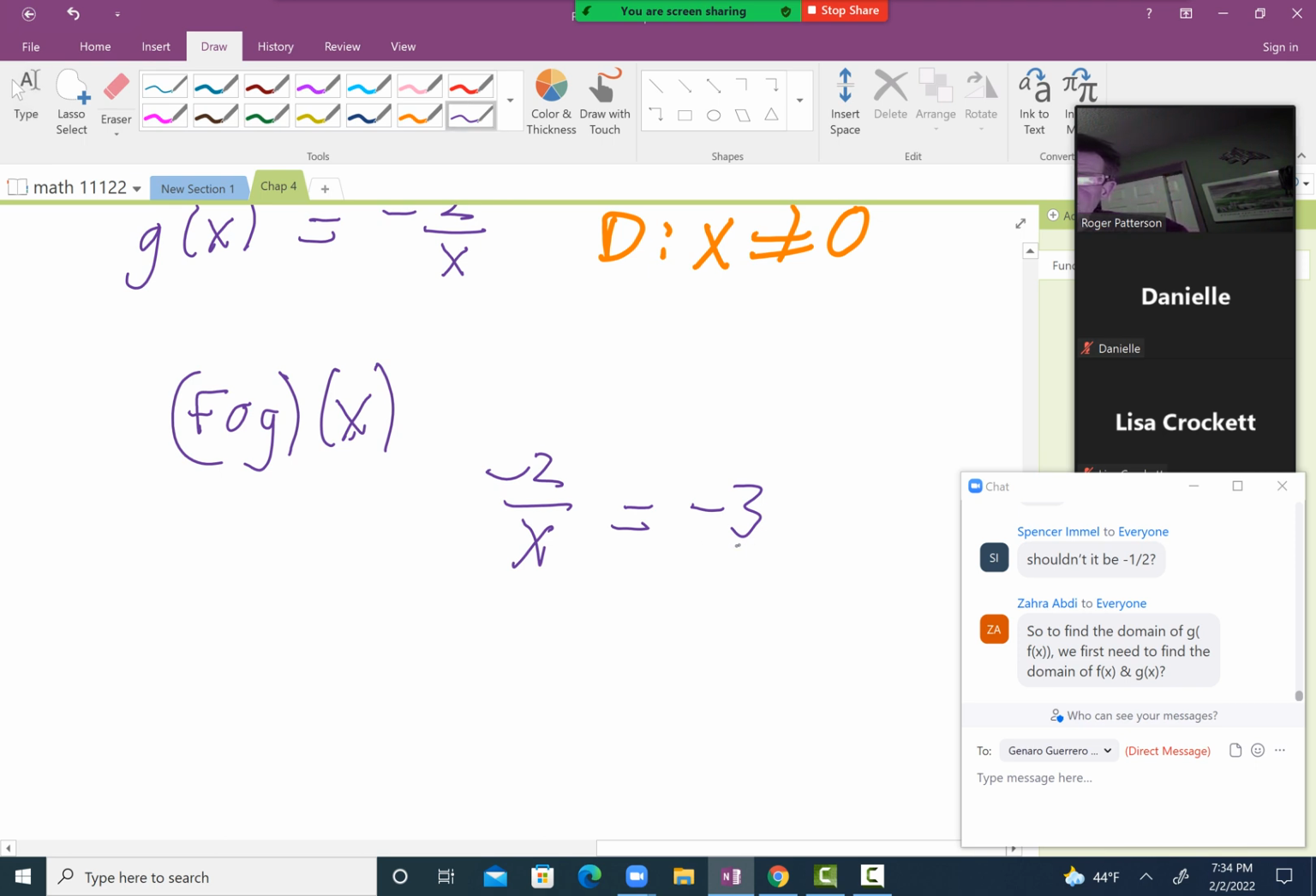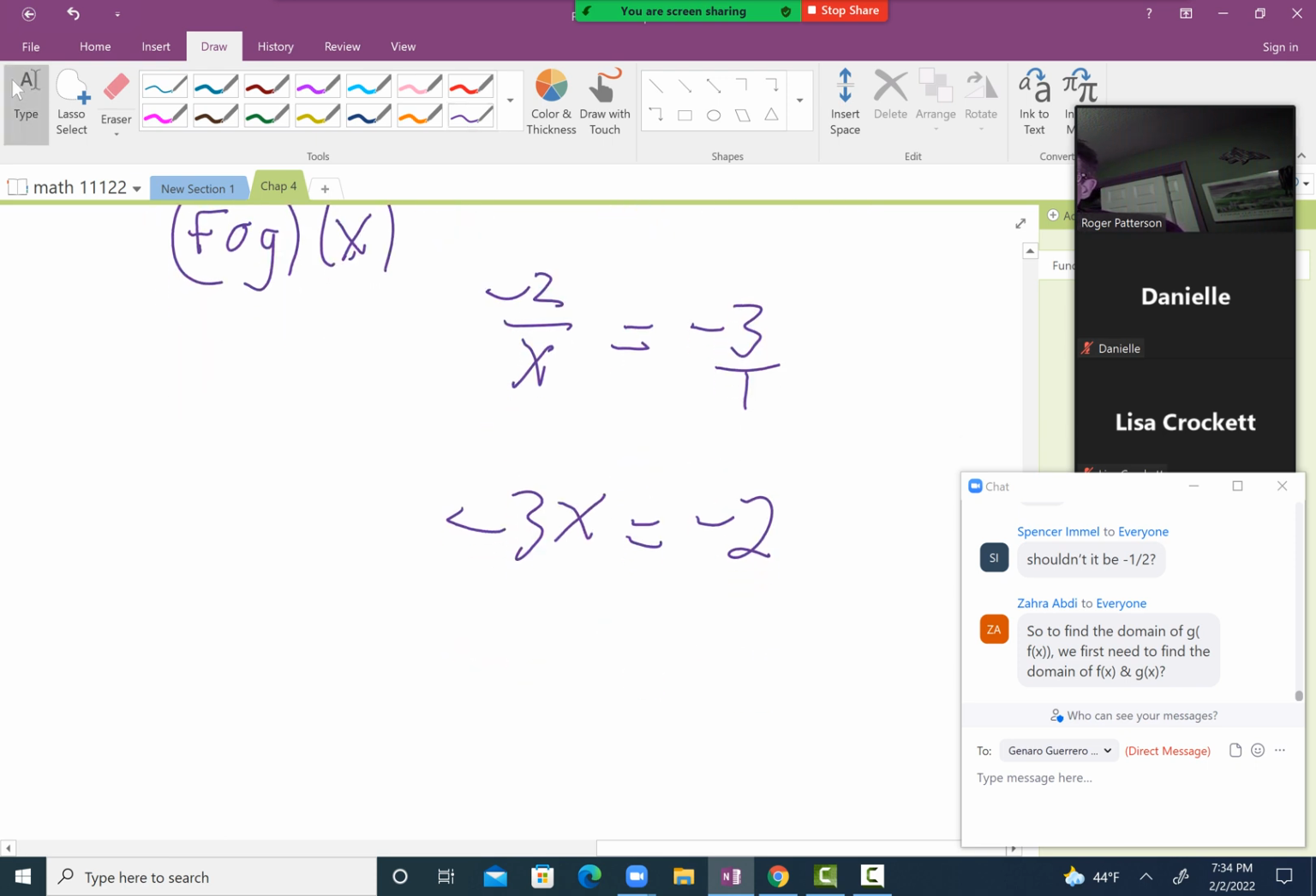So I'm just going to kind of solve this out, right? Now, I'm a cross multiply guy. I really like cross multiplication, so that's what I'm going to do here. So I have this, and then I'm going to divide by -3. So here's my deal. When x is equal to -2/3, that's where I'm going to have my problem. All right?